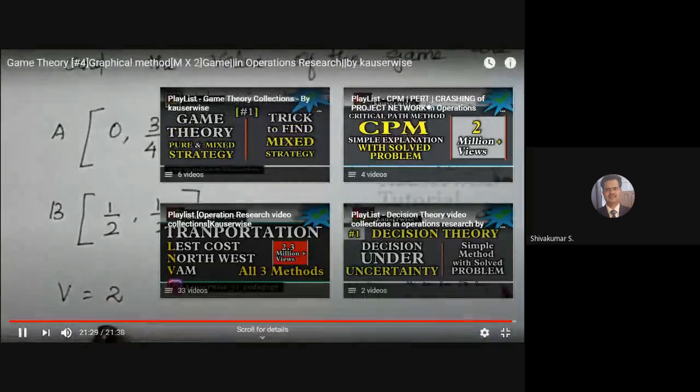This is the way to solve the M into 2 game by using the graphical method. Hope you all understood this concept. Thank you.